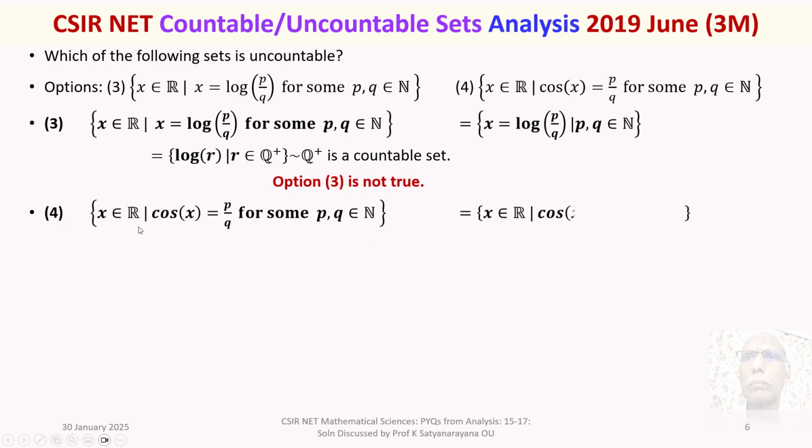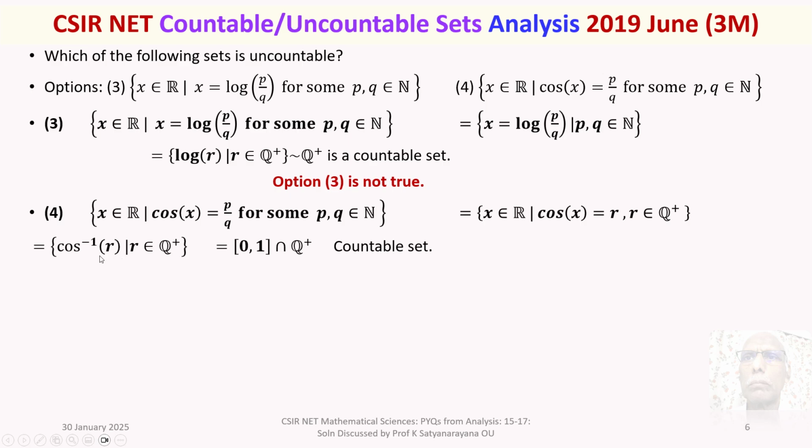Option 4. The set of X belongs to R such that cos X is equal to P by Q for some P, Q belongs to N, the set of natural numbers, is equal to the set of all X belongs to R with cos X equal to R, where R is P by Q, a positive rational number. So R belongs to Q plus. We have to find all those X belongs to R. Therefore, cos X is equal to R means X will be cos inverse R. So cos inverse R, where R belongs to Q plus.